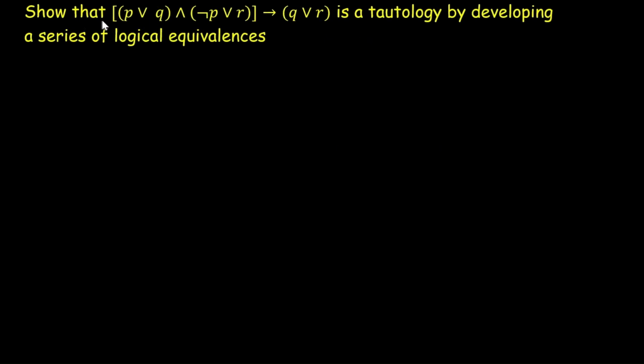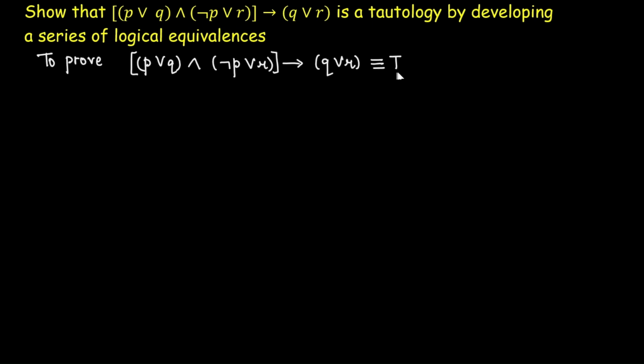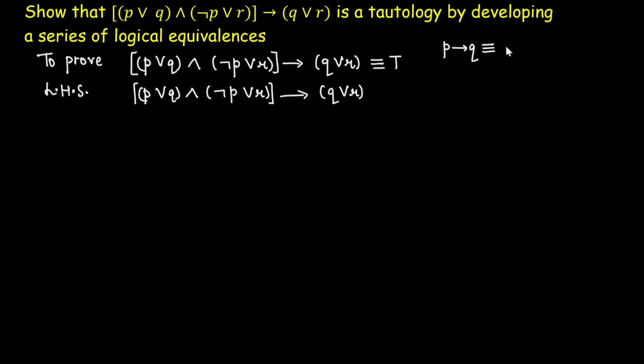Next case is show that this compound proposition is tautology by developing a series of logical equivalences. Means without using truth table and using logical equivalence laws, we need to show this is logically equivalent to true. So for that we will take the left side, that is equal to this. So we know that P implies Q is logically equivalent to negation of the first statement, this operator gets converted into OR and the conclusion is as it is.